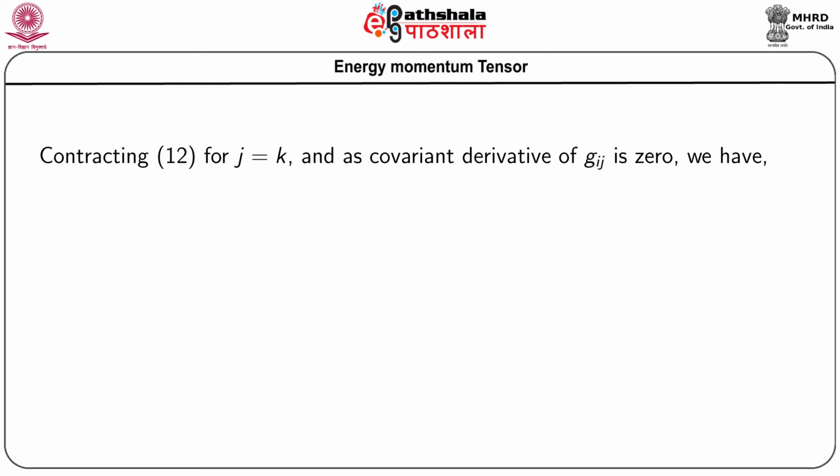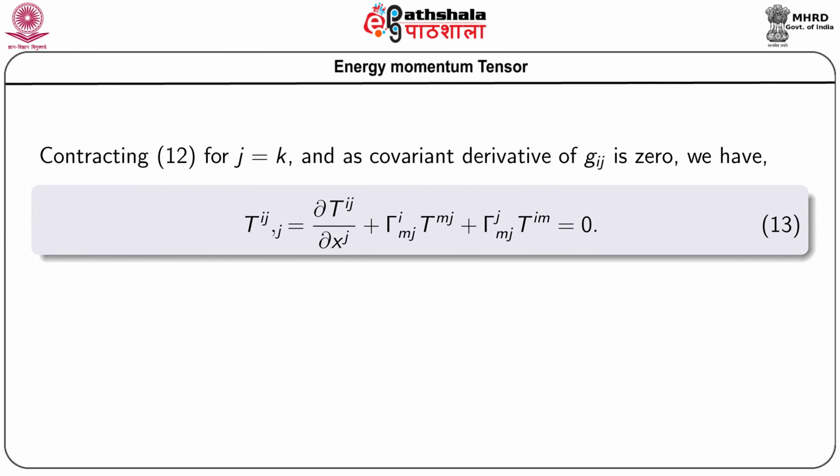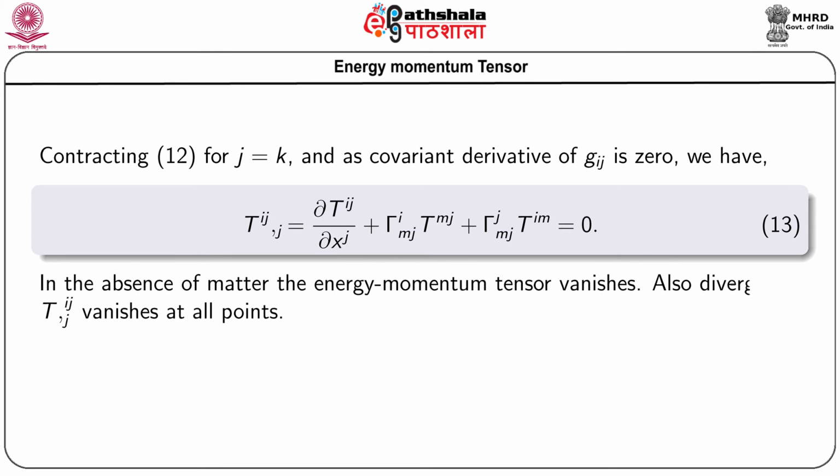Now, if we contract this expression for j equal to k, and as the covariant derivative of g_ij is 0 by Ricci's theorem, we know that the covariant derivative of g_ij is 0. So we have T^ij_,j equals 0. That means, in the absence of matter, the energy momentum tensor vanishes, and also the divergence T^ij_,j vanishes at all points. So it follows from 13 that the divergence of T^ij is 0.